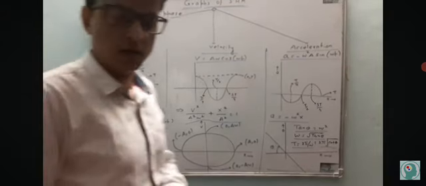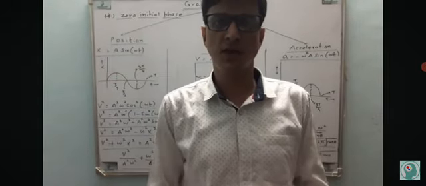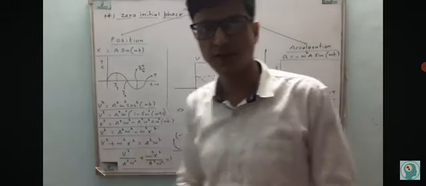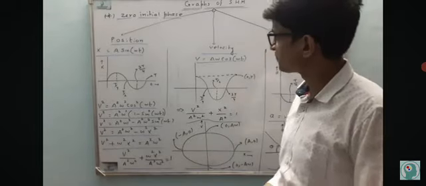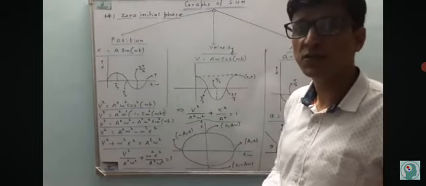Good morning everybody, myself Vishvendra, the founder of Optimal Success Trajectory. Today we will discuss some graphs of SHM, simple harmonic motion. We have assumed that the initial phase is 0, so the particle started from the origin.